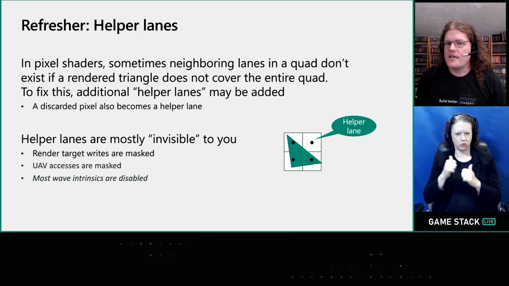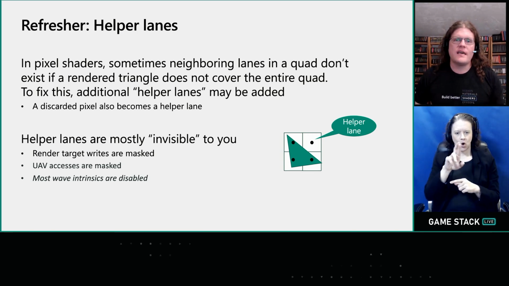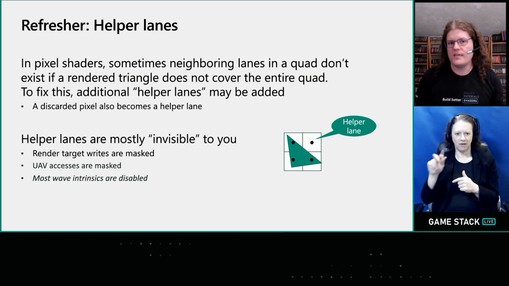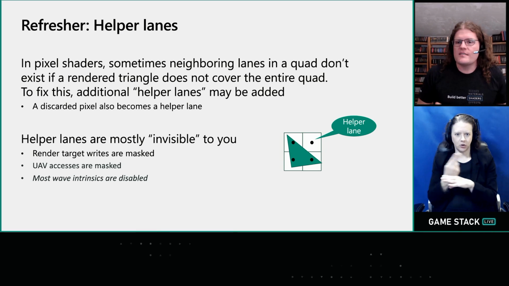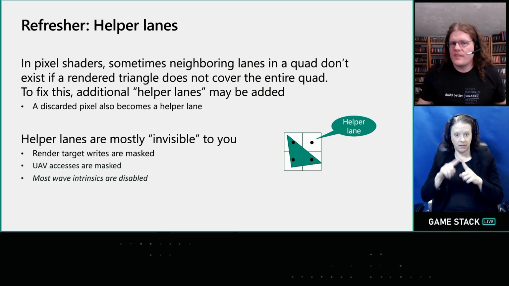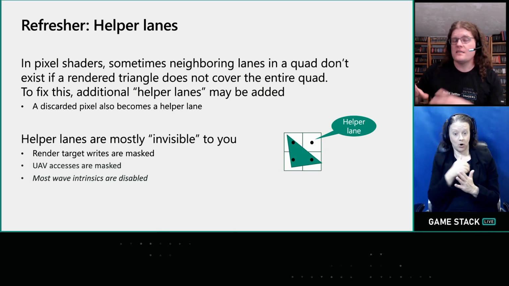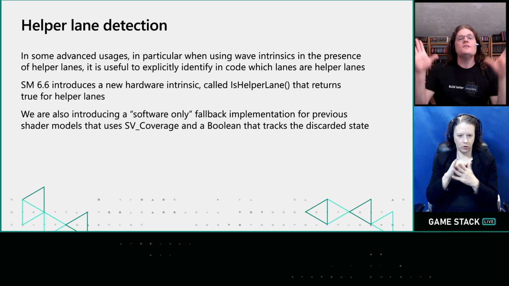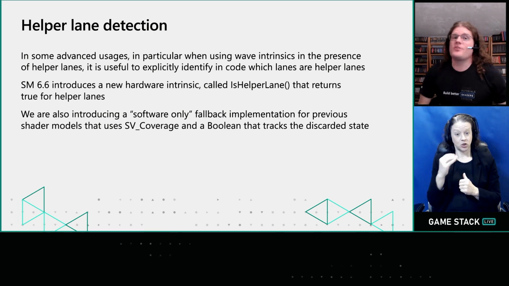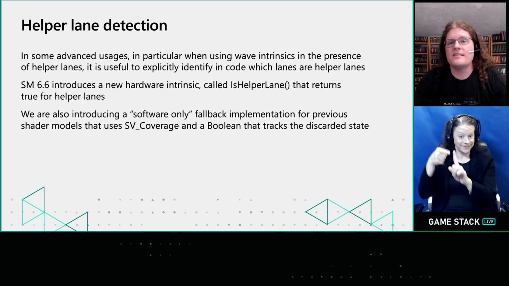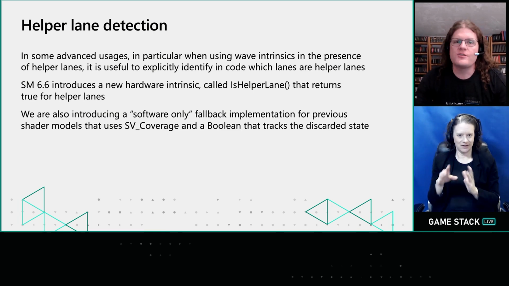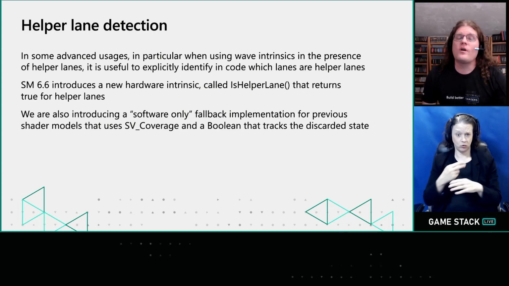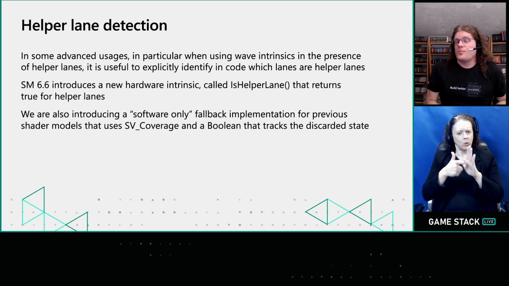Render target writes are disabled. Any writes to UAVs, they're all disabled. There's no writing possible, and most wave intrinsics ignore these. An additional way that you can get this is if you decide to discard one member of a quad, then again, it converts into a helper lane because it still might have to contribute to these derivative calculations. Okay, so what we're building to is helper lane detection, because some advanced usages of the wave operations that have fairly recently been added and have been used to great effect will require knowing when something is a helper lane or not.